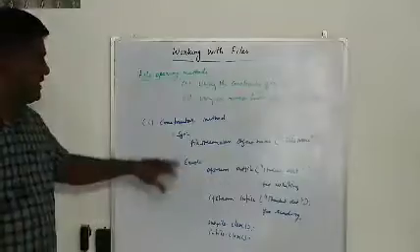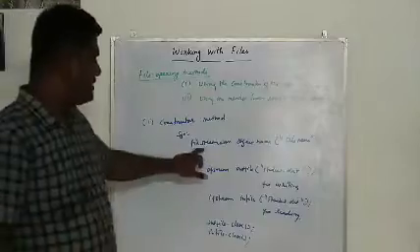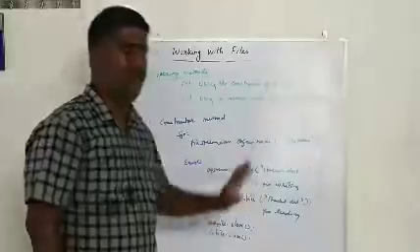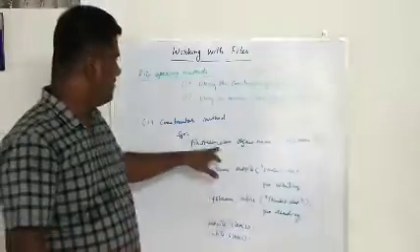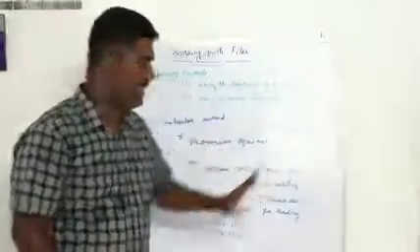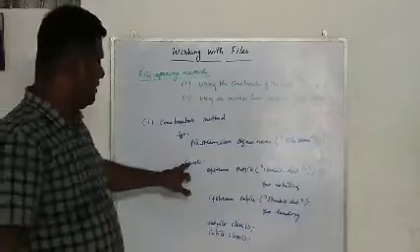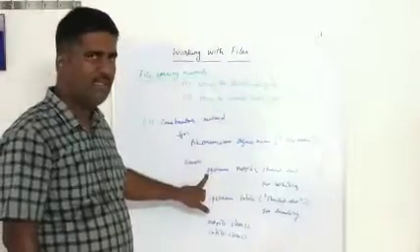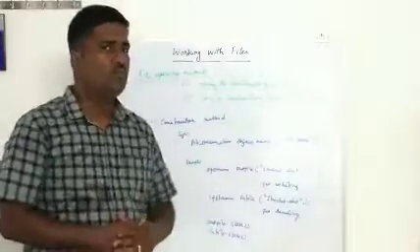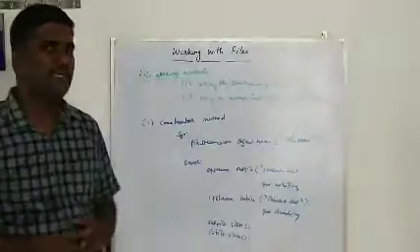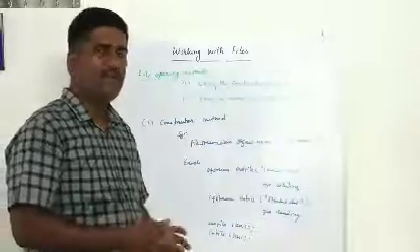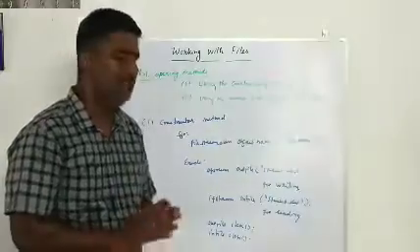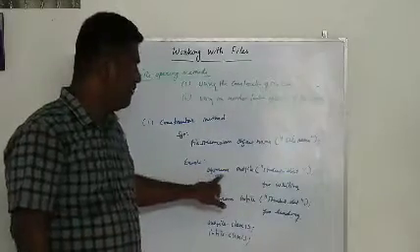The syntax of the constructor method: file stream class, object name, then file name. Example: ofstream. ofstream is a stream class that is only used for the output stream. The output stream is nothing but for writing purposes. It is only for writing. So ofstream is for writing.